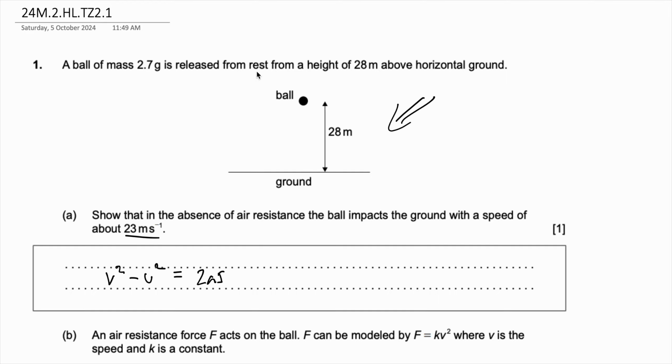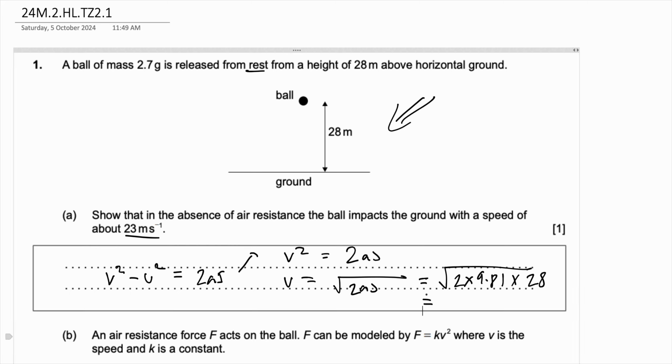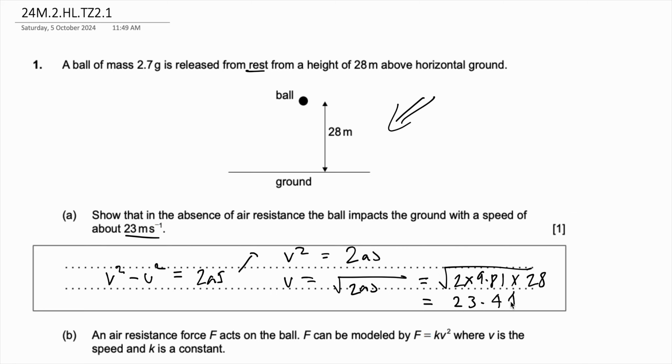Okay, and we know that the ball starts at rest, so basically v squared is equal to 2as. So v is equal to the root of 2as. That's the root of 2 times the acceleration due to gravity, 9.81, times the displacement of the ball, which is 28. So we get that the velocity is equal to, let's put this in our calculator, 23.44 meters per second, which is approximately 24 meters per second.